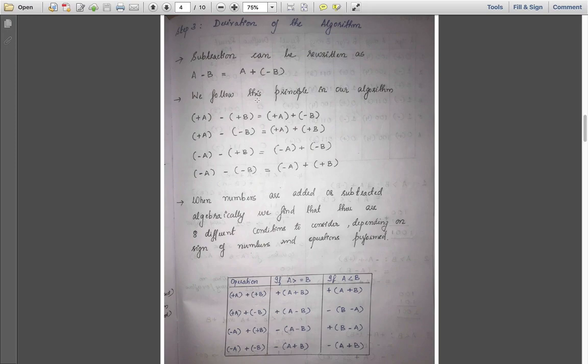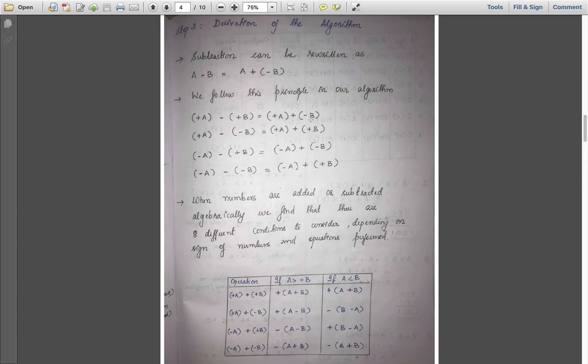Using the same principle in our algorithm, we are going to come up with another 4 cases, that is subtraction of two positive numbers. You can rewrite it as plus A plus minus of B. This is the same as A minus B, right? Similarly, subtraction of positive A and negative B can be written as A plus B, right? You're taking the minus inside. This can be rewritten in this format.